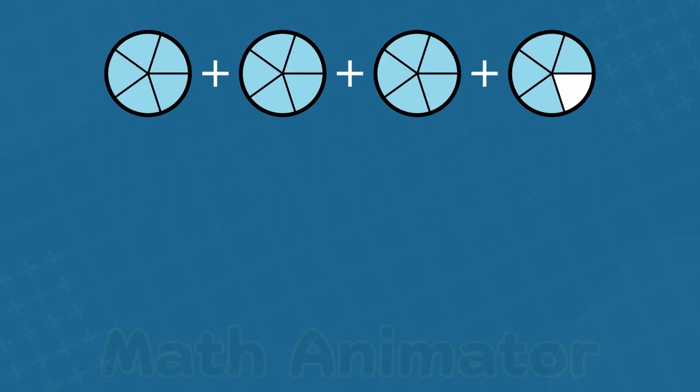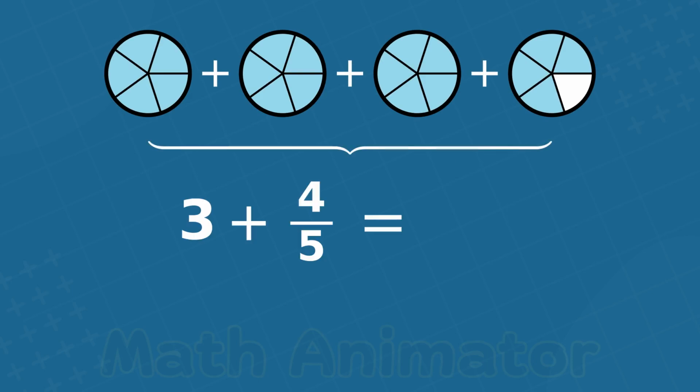In a similar way, this sum can be represented by 3 plus 4/5, or simply as the mixed number 3 and 4/5.